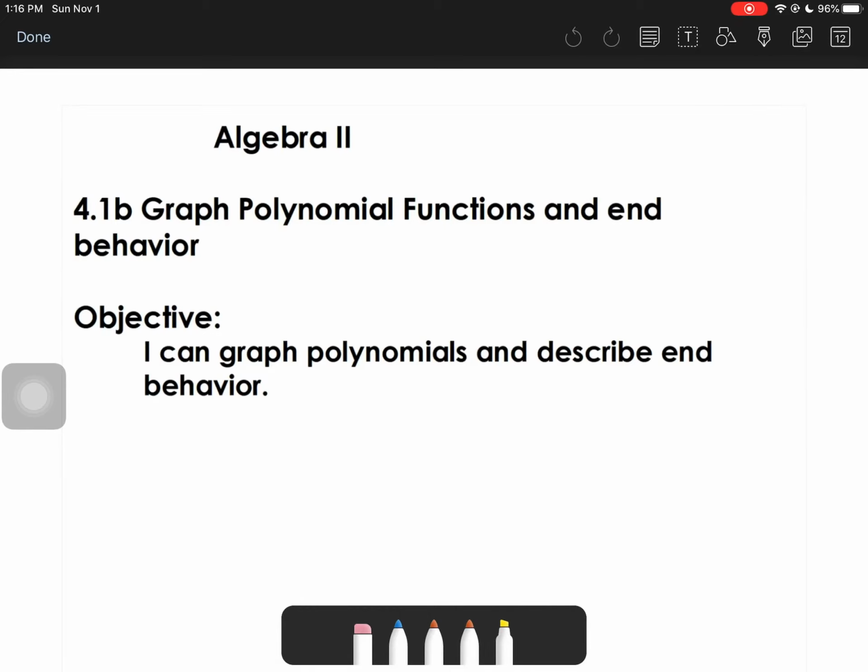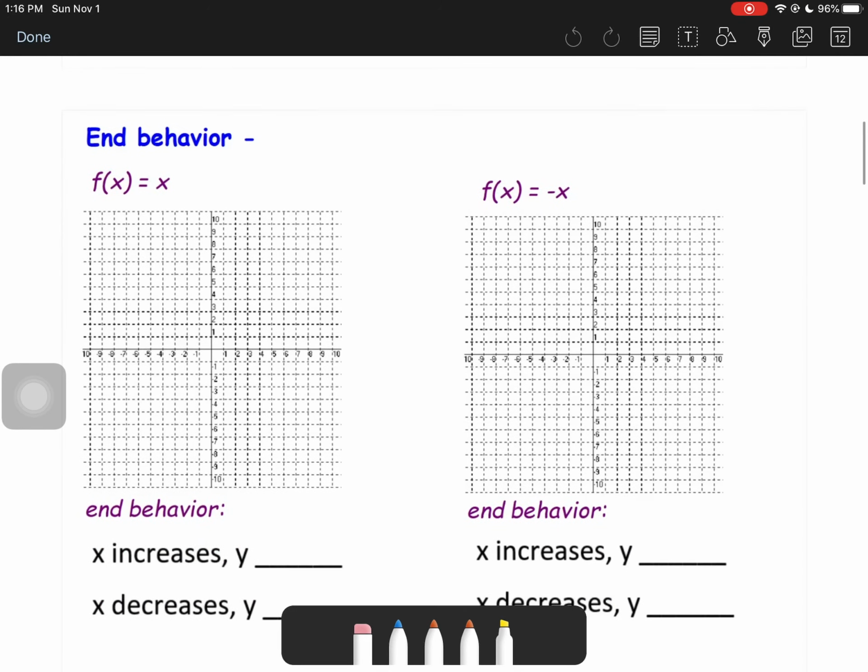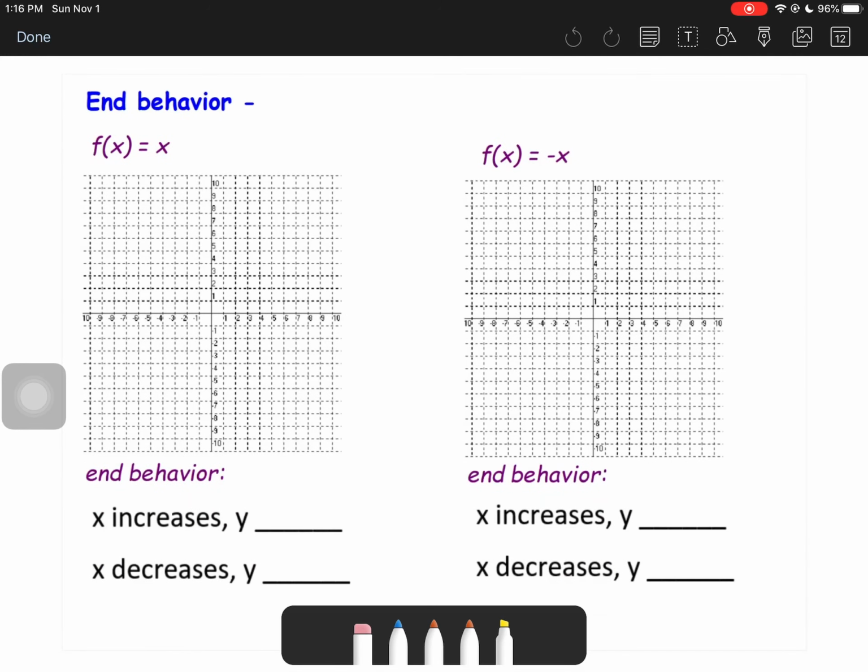In this lesson, we are going to graph polynomial functions and talk about their end behavior. So, in the first graph, we are going to graph the function f of x equals x, which is really y equals x. So to graph, we're going to make a table. Let's put in a couple of negative values: -2, -1, 0, 1, 2. And since they're equal to one another, we'll have -2, -1, 0, 1, 2.